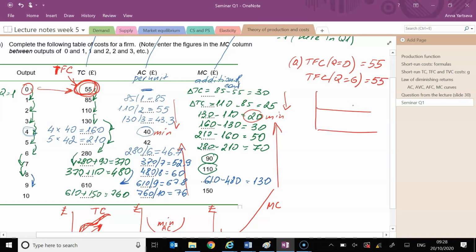If you sketch a graph, it will look like this. Total fixed cost is equal to 55 pounds, regardless of costs along the vertical axis, anything measured in money. Regardless of how many units you produce, 0 units or 6 units or 10 units or 10 million units, your fixed cost will remain at 55.